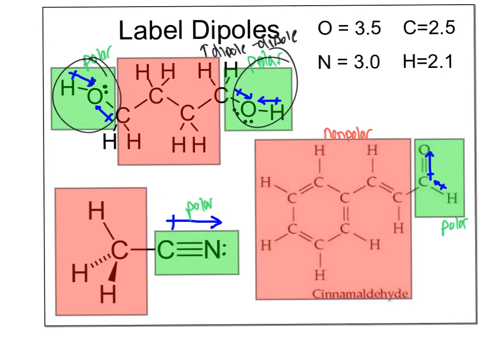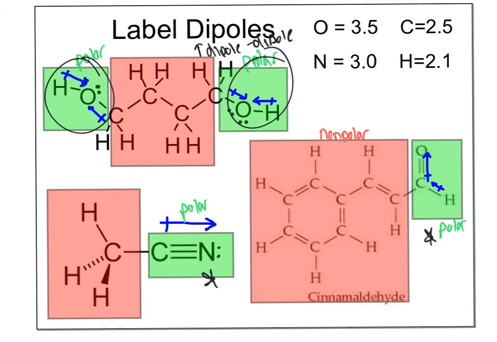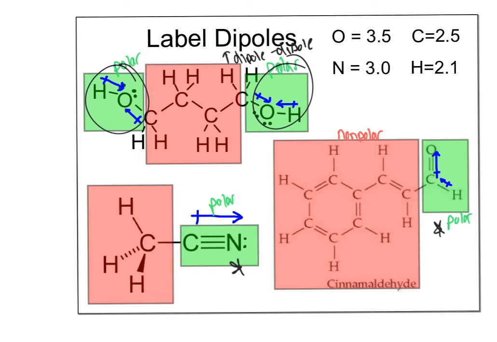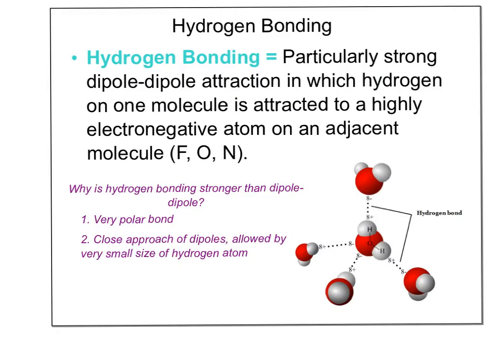And then we could compare the other 2 pieces for dipoles, and what we would look at is the difference in electronegativity. The one with the larger difference is able to have a stronger dipole-dipole attraction.